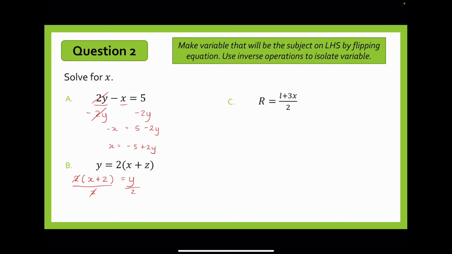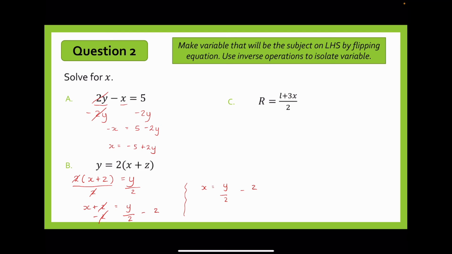So what you're left with on the left-hand side is just x plus z, but now that is going to become y divided by 2, y over 2. And now to solve for x, all you need to do is get rid of the z. Because that's plus z, we'll get rid of it by subtracting both sides by z. By subtracting both sides by z, your final answer is now going to be x is equal to y over 2 minus z as the answer.